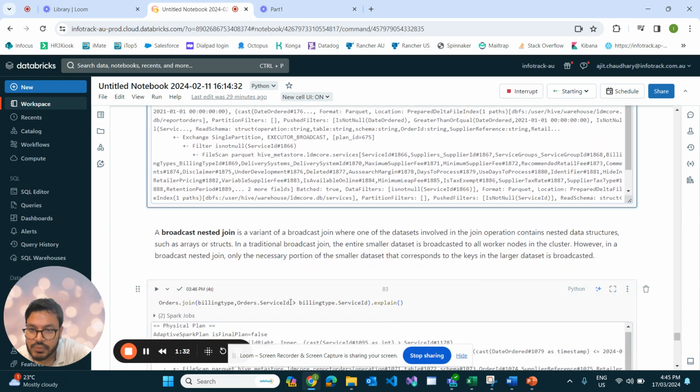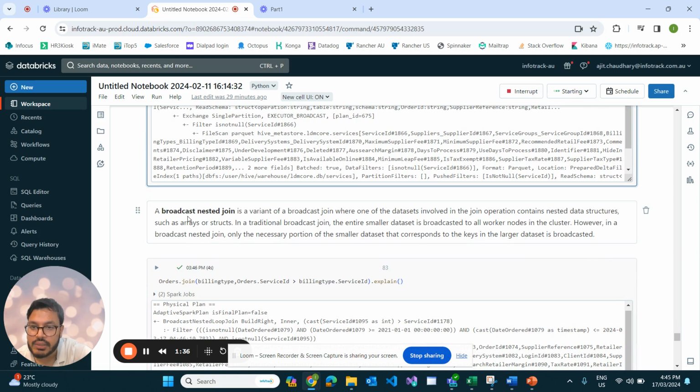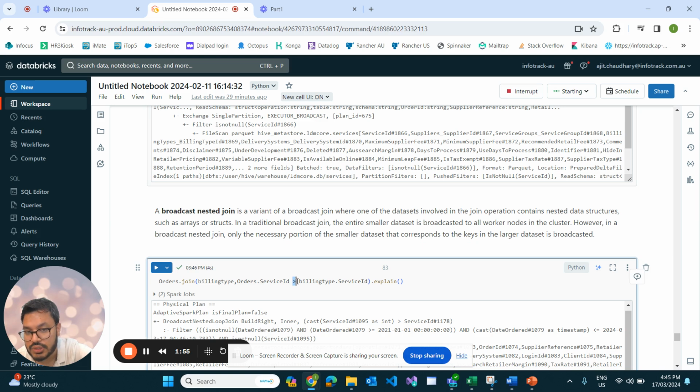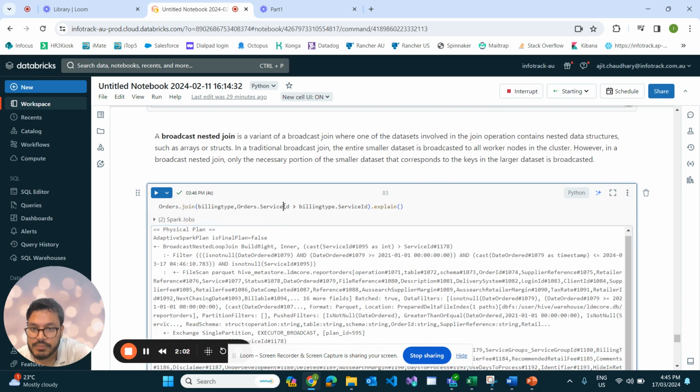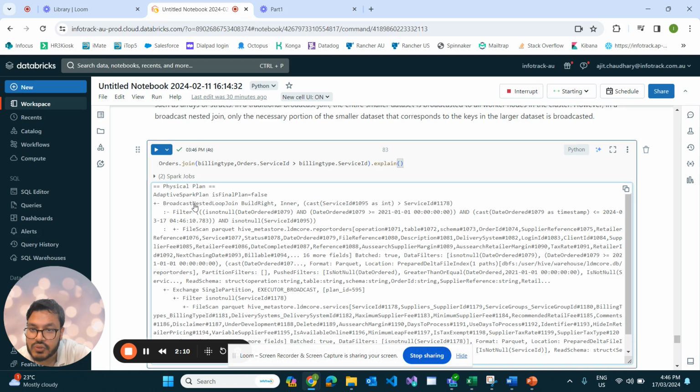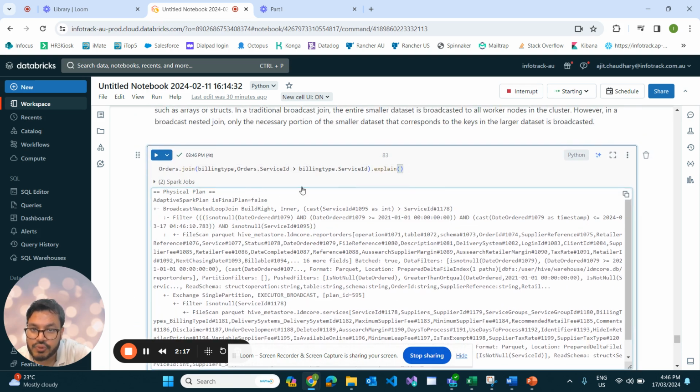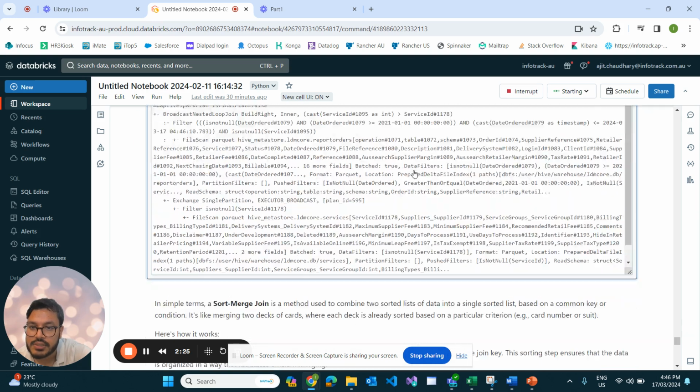Another example is when the broadcast nested loop join happens. It is a variant of a broadcast join where the join condition is not an equality, something like a greater than or not equal sign. Let's say in my join condition I use greater than and then do an explain. Here in my query execution, broadcast nested loop join is applied. So this is what broadcast nested loop join is. One table needs to be small, another should be big, and this should be a non-equi join. Then your broadcast nested loop join happens.